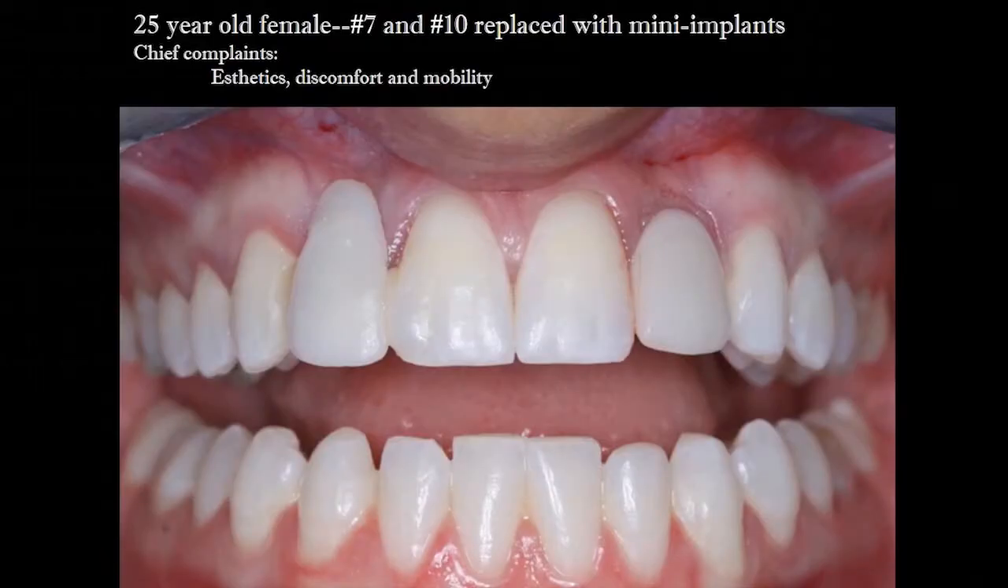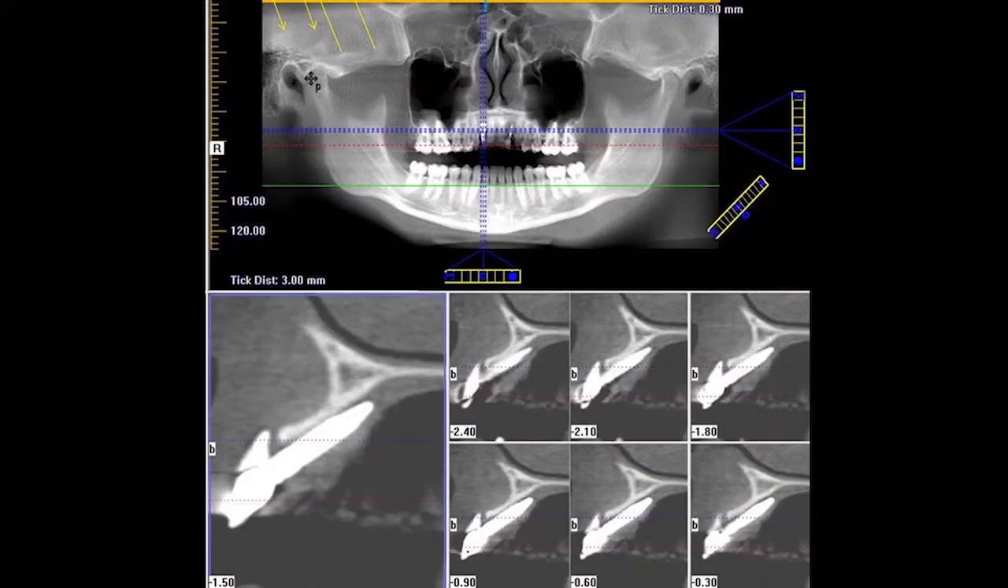Here is a 20-something-year-old female. Number 7 and 10 were replaced with mini implants. This was done flapless, not by me, by somebody else. And so the little girl comes in and said, this one stays sore. He's done it 2 or 3 times. So I said, well, we ought to take a CAT scan and see what's going on. And so this one, number 7, look where the implant was placed. This is all the bone she has.